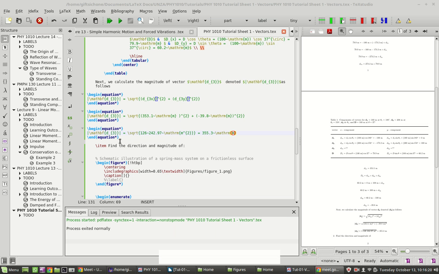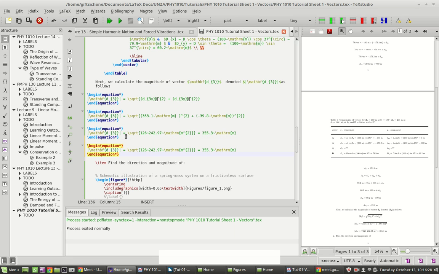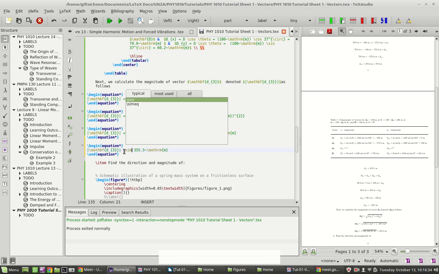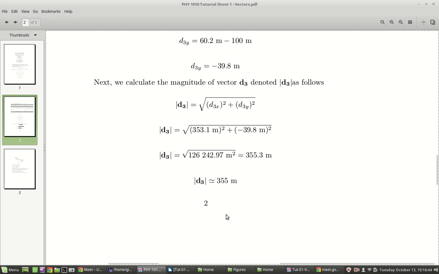So basically our answer, the size, is basically 355. That's the size. So it's approximately equal to 355 meters.